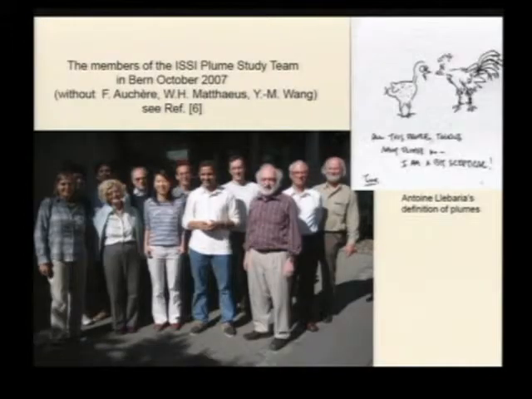Now, this is the team at a meeting in Bern. Alan is in the foreground, and some are in the back. A few people are missing. And in addition, I included a little sketch from Antoine Lebaria, of these people talking about plumes. I'm a bit skeptical. It's probably the hen that is saying that.